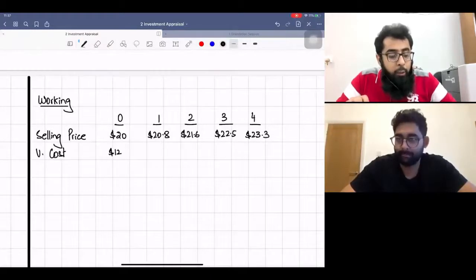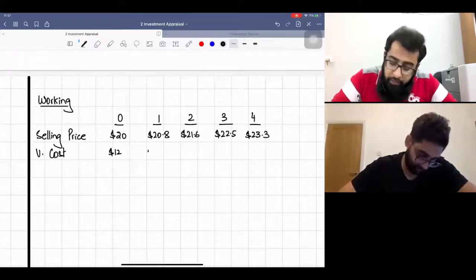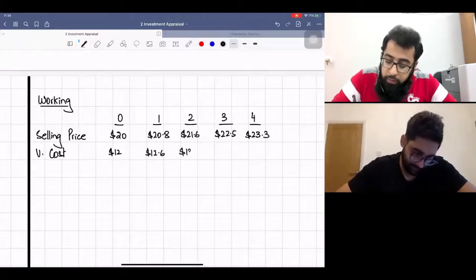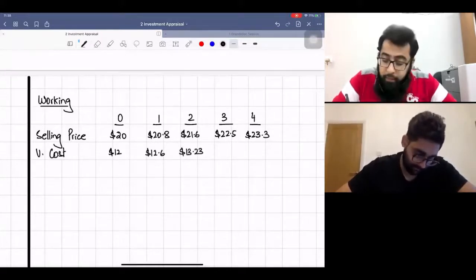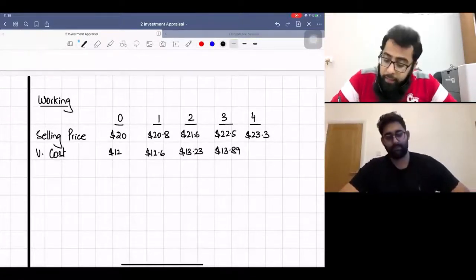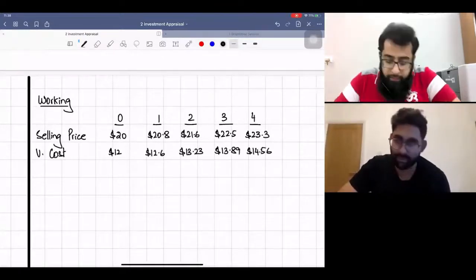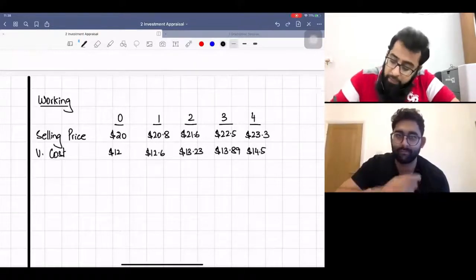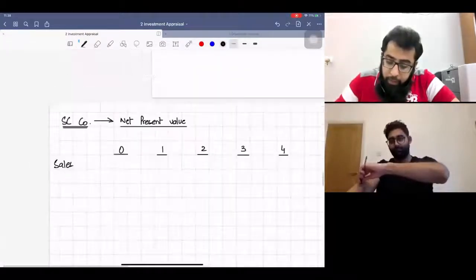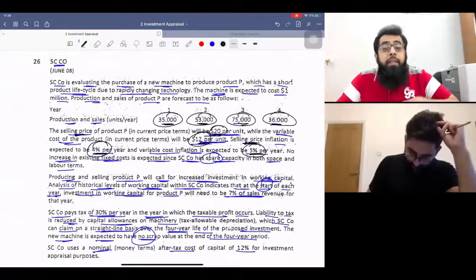Then 12 into 1.05 is the inflation for variable cost. 12.6, then 13.23, then 13.89, and then 14.58. So this is the selling price and the variable cost. Number of units: 35,000, 53,000, 75,000, and 36,000.